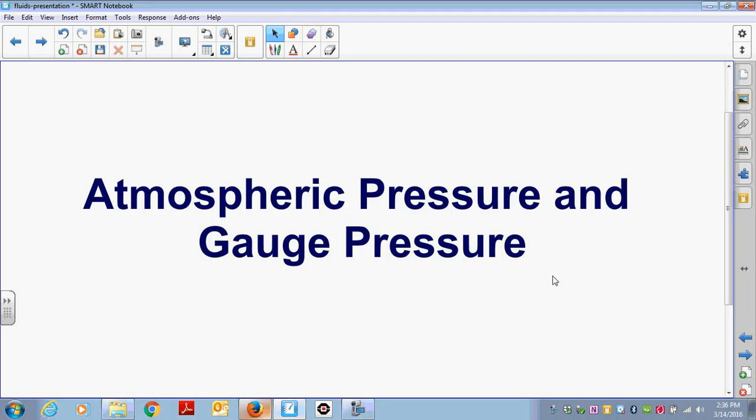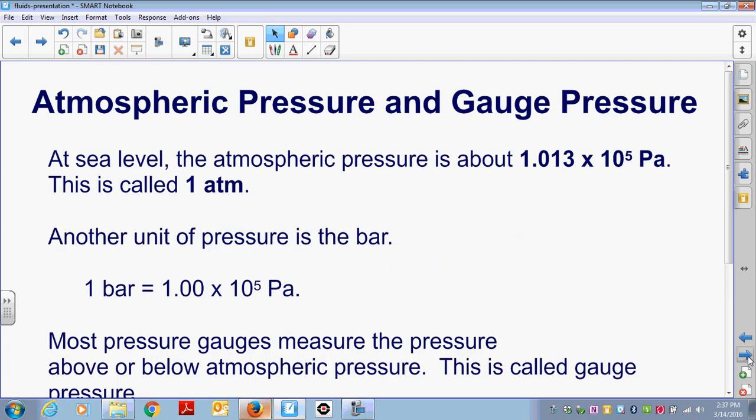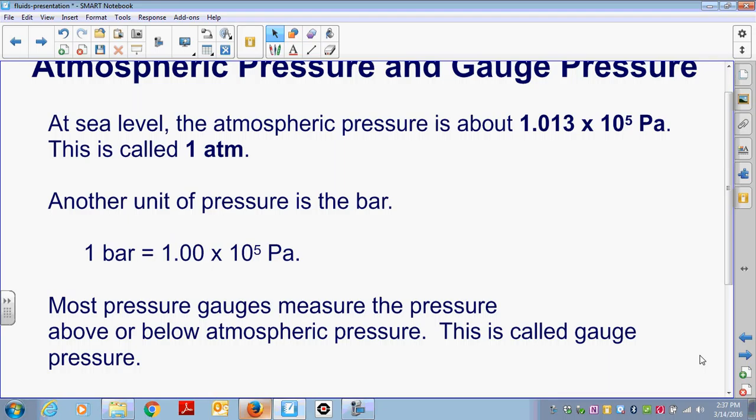In this video, we'll talk about atmospheric pressure and gauge pressure. At sea level, the atmospheric pressure is about 1 times 10 to the 5 pascals. This is also called 1 atmosphere. Another unit of pressure is called the bar. 1 bar is equal to 1 times 10 to the 5 pascals.